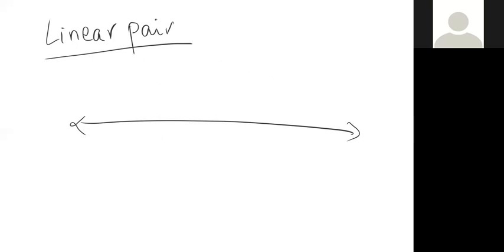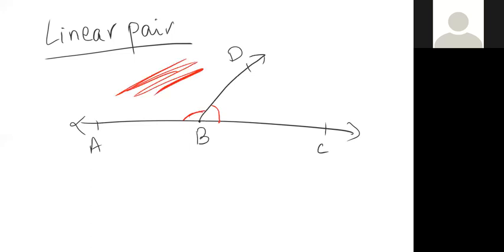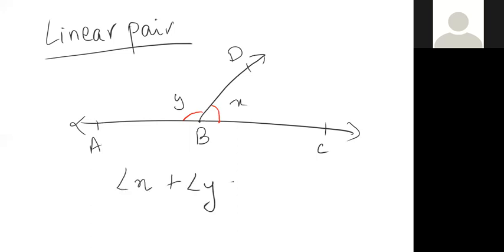So again, let's take a common vertex. Let this be B, let this be A, and let this point be C. If I draw like this, how many angles are formed? That's right, one angle here and one angle here. If I just look at this side, there's only one angle, and if I look at this side, there's another angle. Let's name them X and Y. Angle X plus angle Y will be 180 degrees.